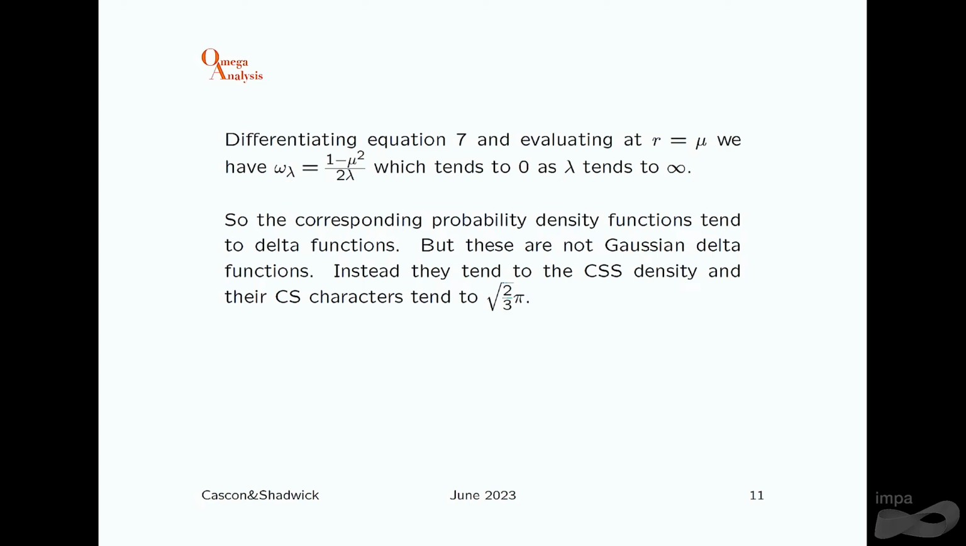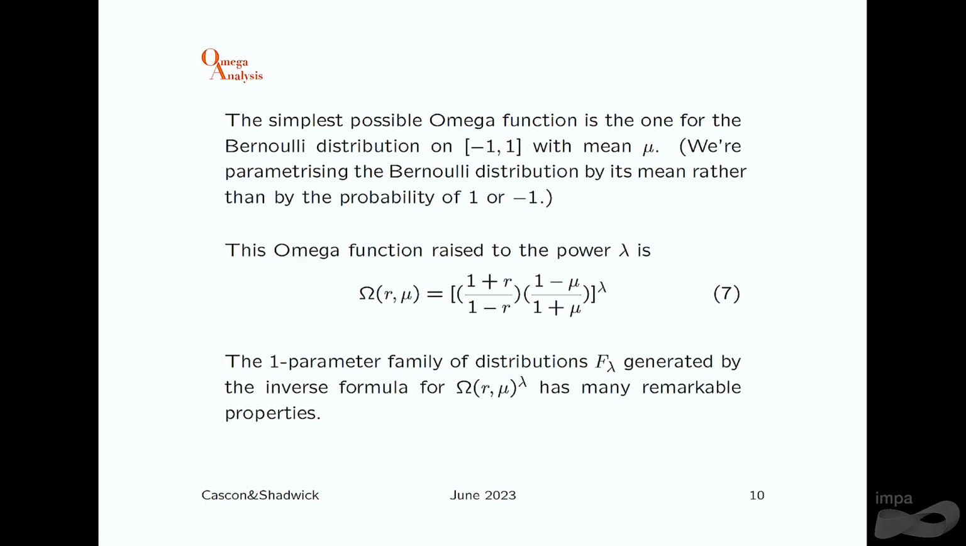So first of all, we can just differentiate to get the value of the ohm that corresponds to the version with the parameter lambda. We just have to differentiate and set r equal to mu. Okay.